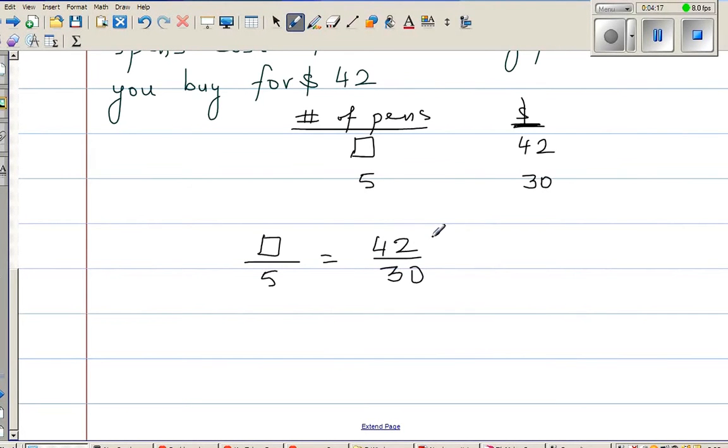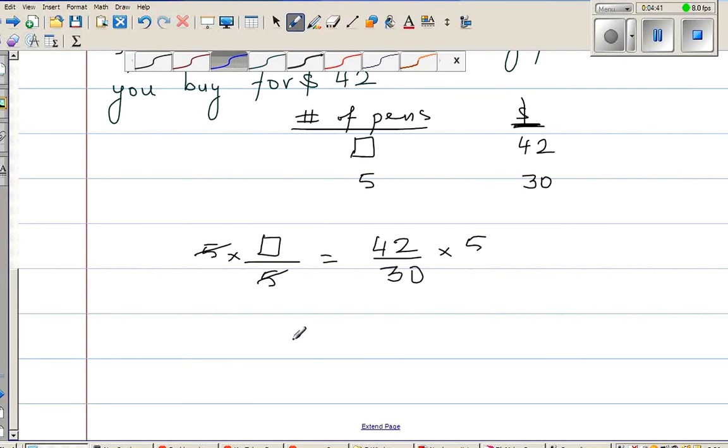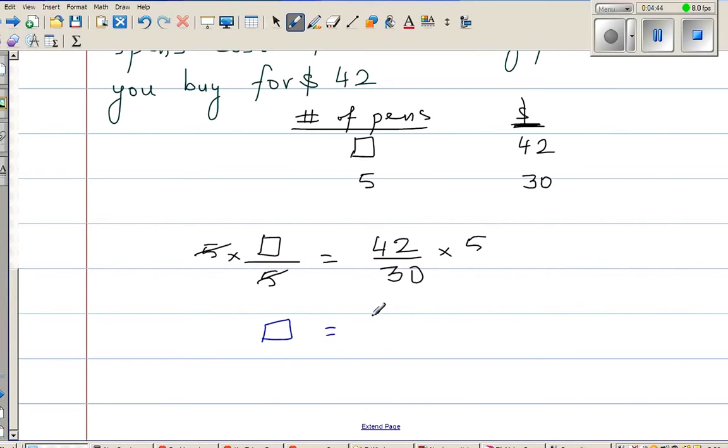Okay, so how can I do this? Without the calculator, I can divide this by 6 and this also by 6. Okay, or let me do this in a different way. So if I want to get rid of this 5, I'm going to multiply this side by 5. If you multiply this side by 5, you also multiply this side by 5. So 5 and 5 get cancelled, and what remains is this question mark is 42 times 5 divided by 30.